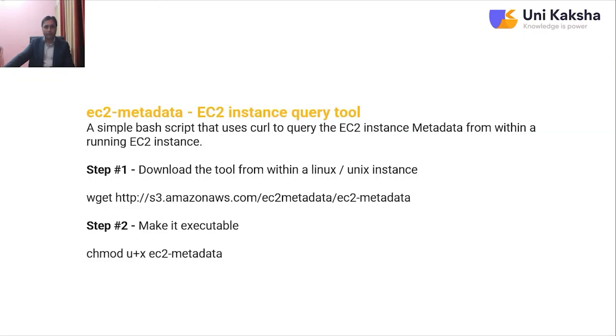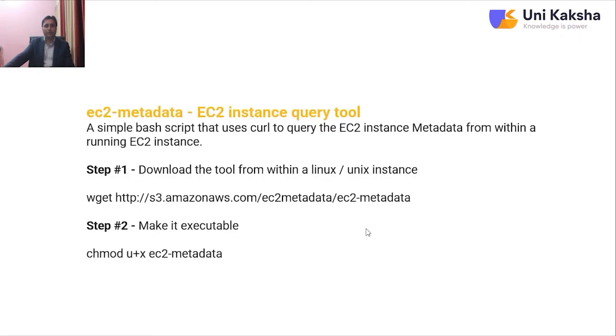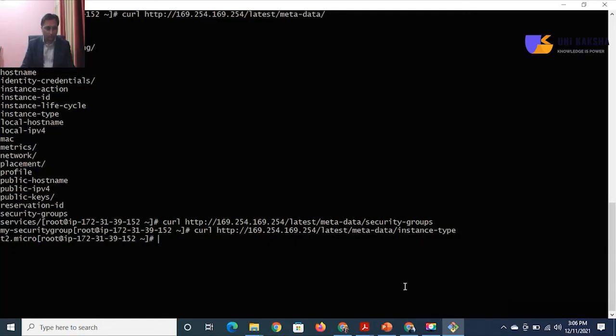My dear friend, in any case, if you are not aware of this URL, what to do? We have a script, right? You can download this script using wget http from this URL and you can make it executable, right? Then you can get the detail. So now I will show you once again how you get the metadata of your instance using this URL, right?